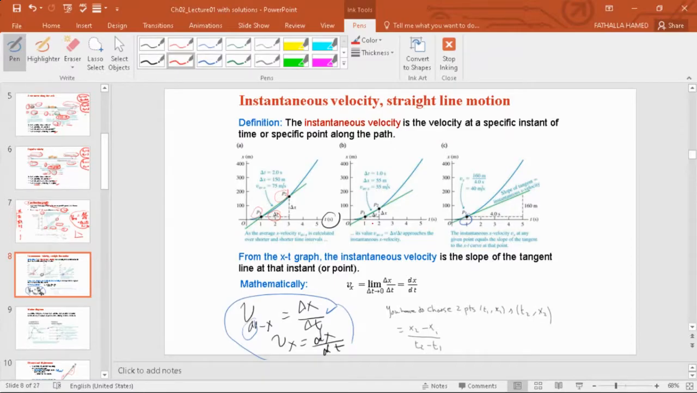Now, in the second figure here, I make this even closer, and you can see that the line is almost closer to the curve. So if you start basically reducing the time, the delta t, that means you're making delta t smaller, the difference in the position will be smaller. At some point, if you make delta t very small, the line will become tangent to the curve.